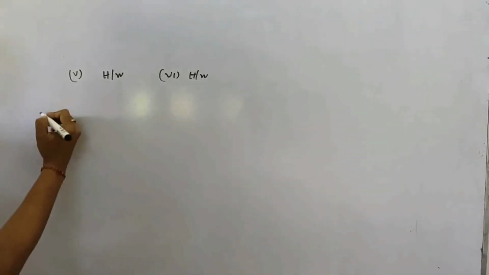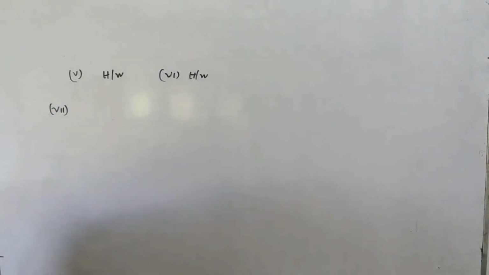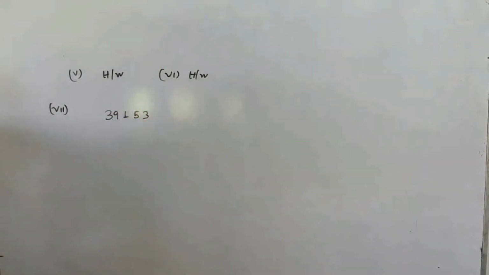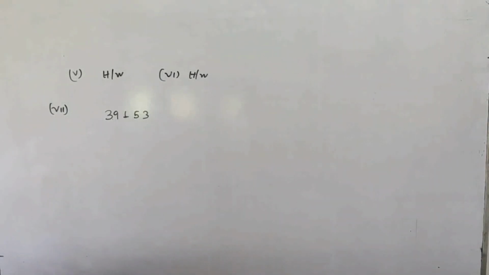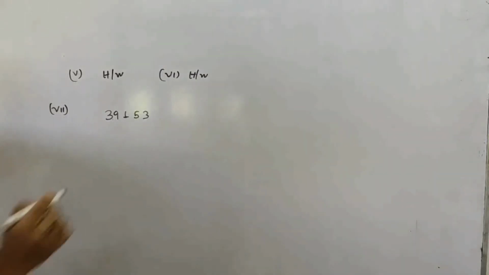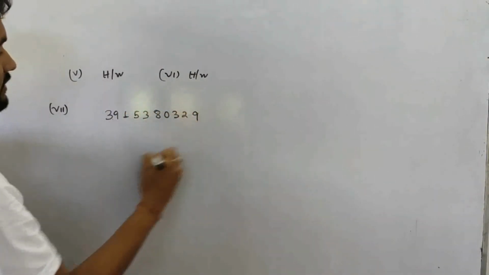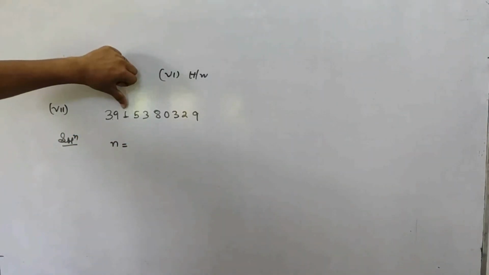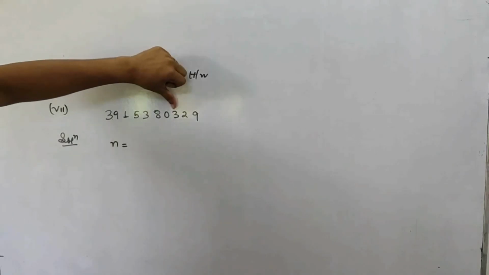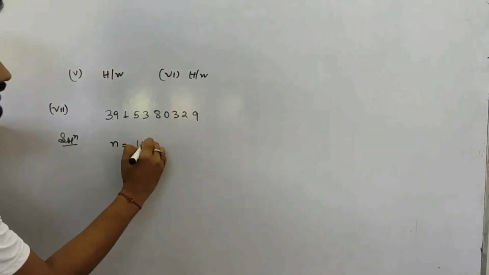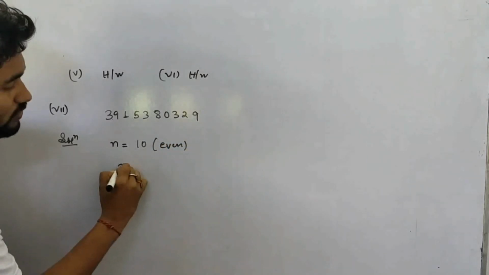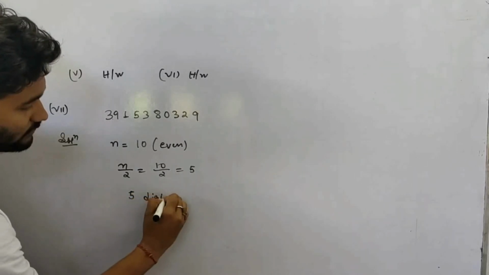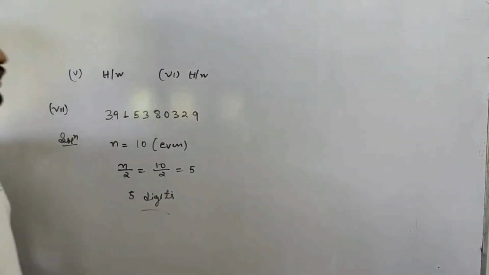Question number 7, okay, 7 I'm doing. 80329. This is the question. Solution. What is the value of n? 1, 2, 3, 4, 5, 6, 7, 8, 9, 10. 10, which is even. So the formula is n by 2. So 10 by 2, so 5. So 5 digits. Finish. Then question number 8.